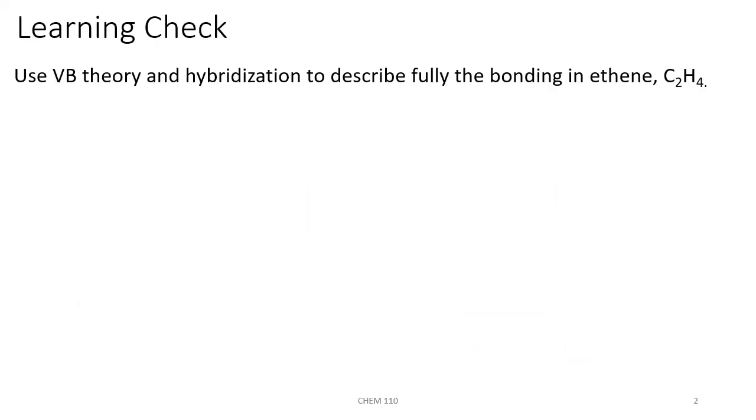Use valence bond theory and hybridization to describe fully the bonding in ethene, C2H4. Let's start by drawing the structure for ethene. We're going to have carbon bonded to another carbon. Each carbon will have a single bond to two hydrogen atoms, and there will be a double bond in the middle between the carbons. So when we use valence bond theory, we're going to have to describe a double bond, and we're going to have to describe a single bond from each carbon to each hydrogen.